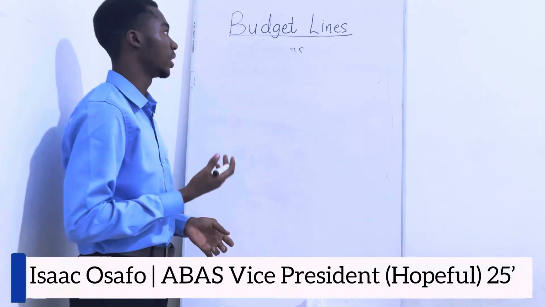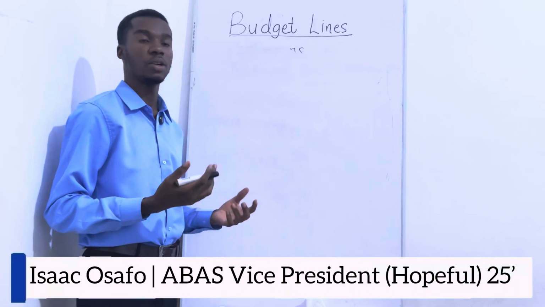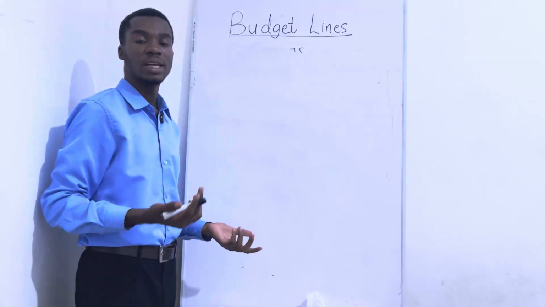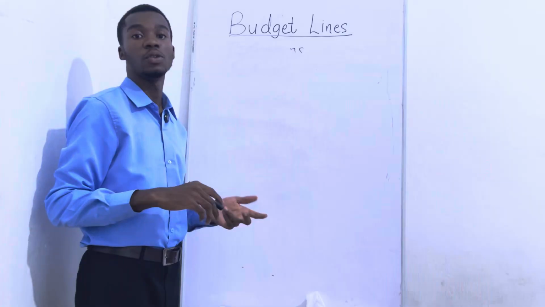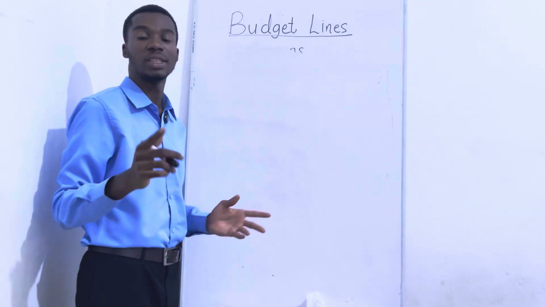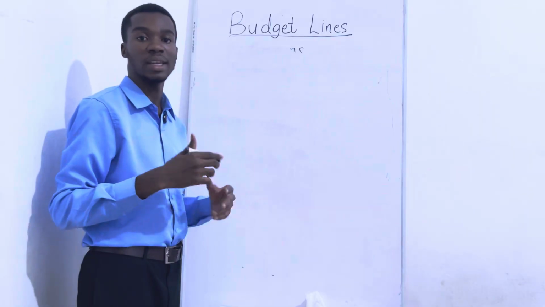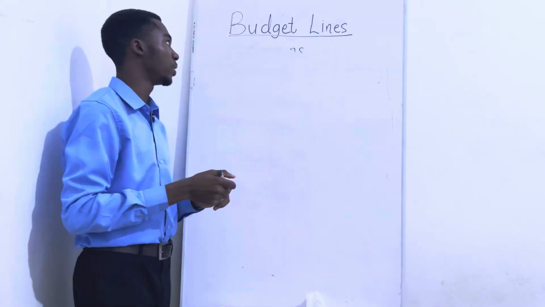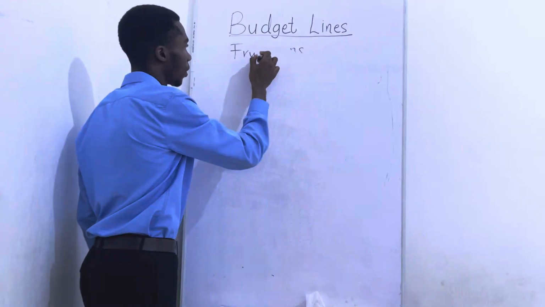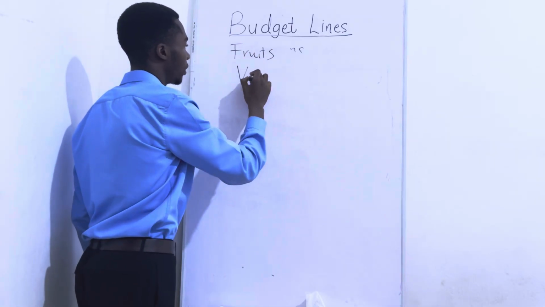So we are going to be continuing our lessons on quantitative methods, and today we are going to be looking at budget lines. Now, when we talk about budget lines, just assume that maybe someone has given you money to buy two things. It could be anything: books and provisions, chicken and fish, fruits and vegetables, anything. So now let's assume it's fruits and vegetables.